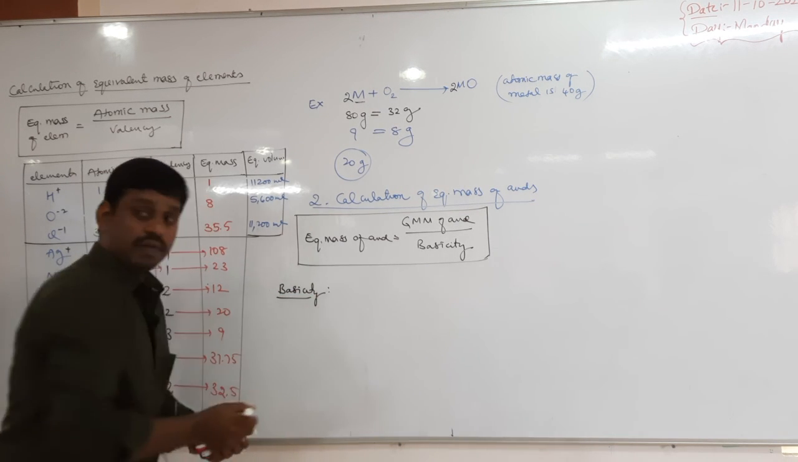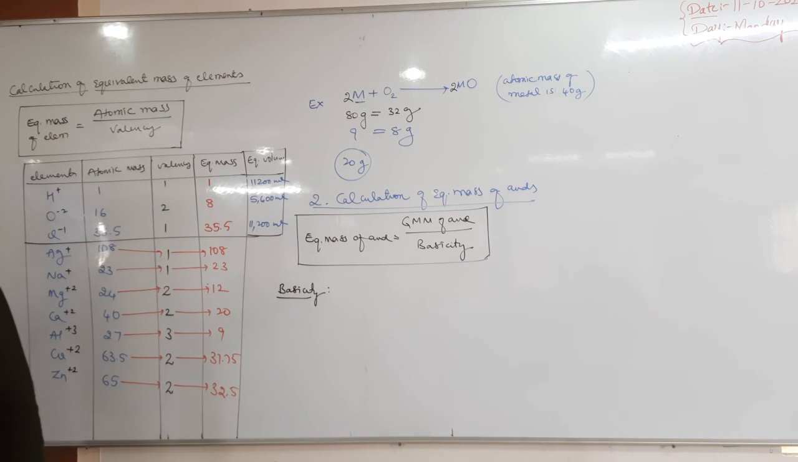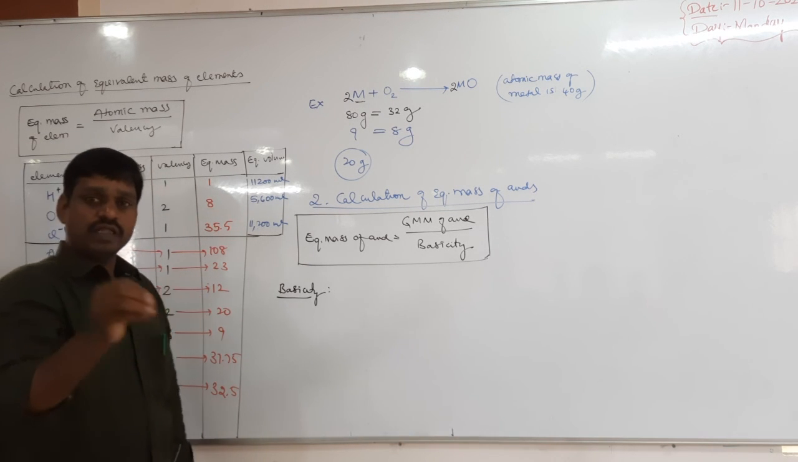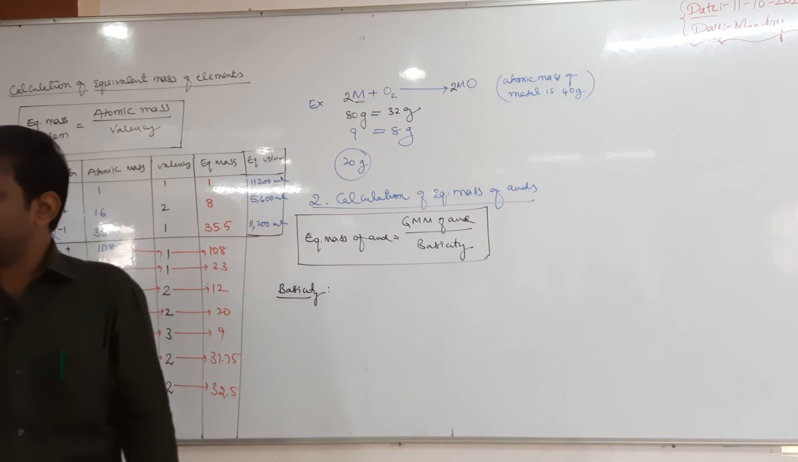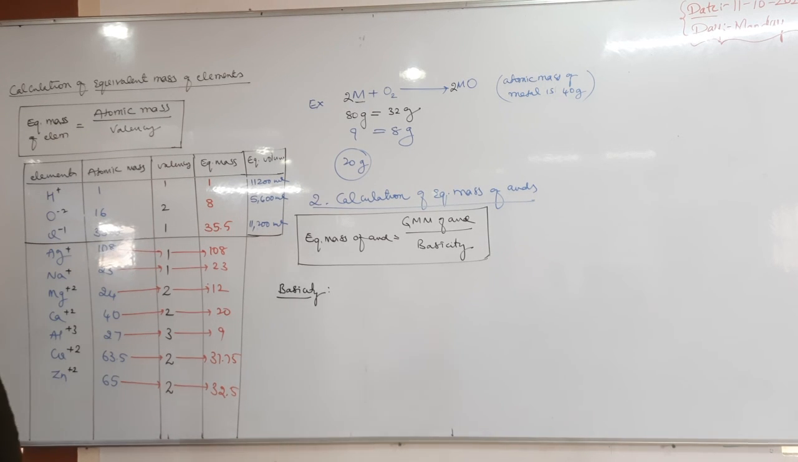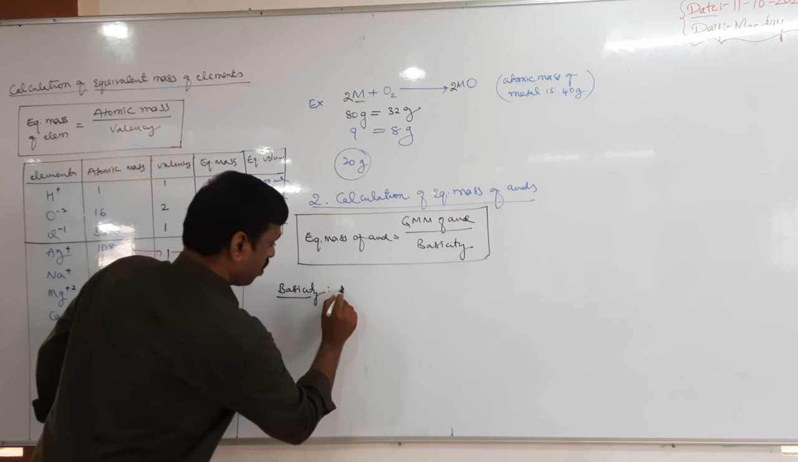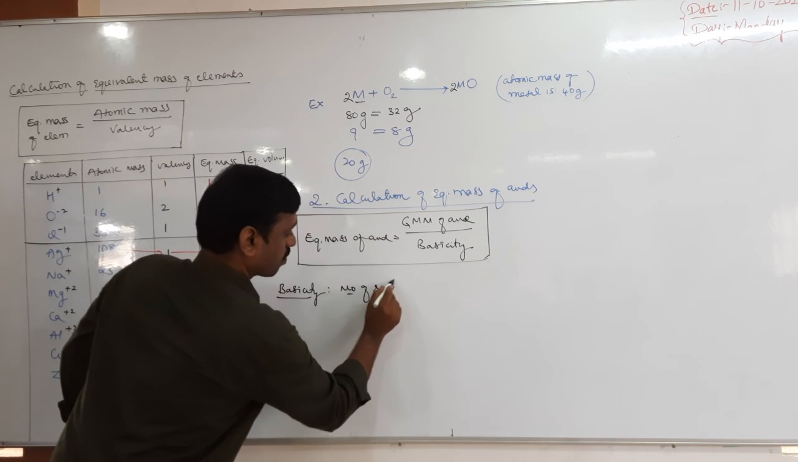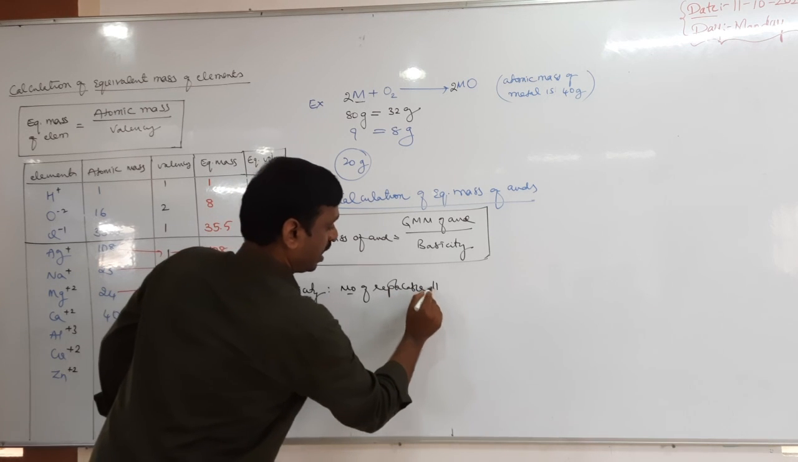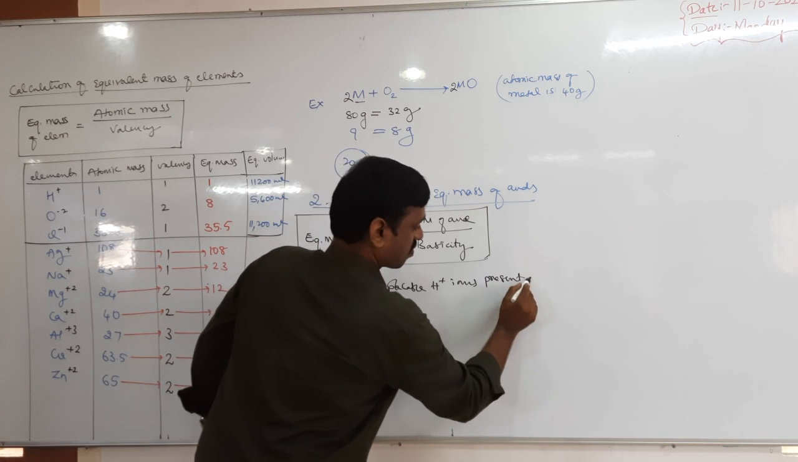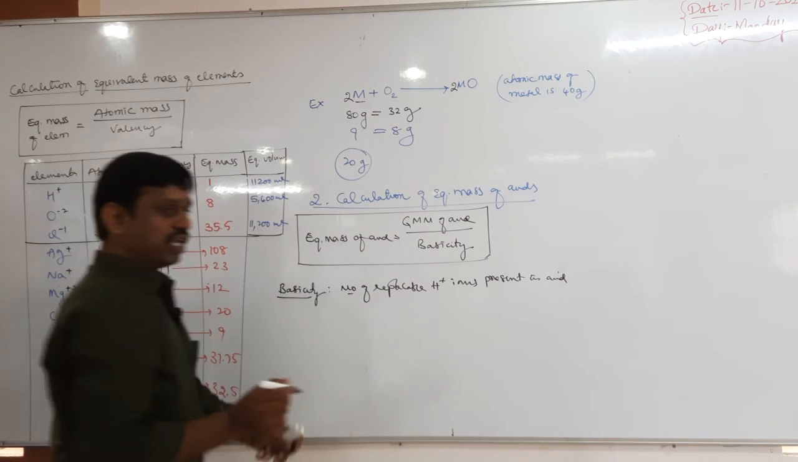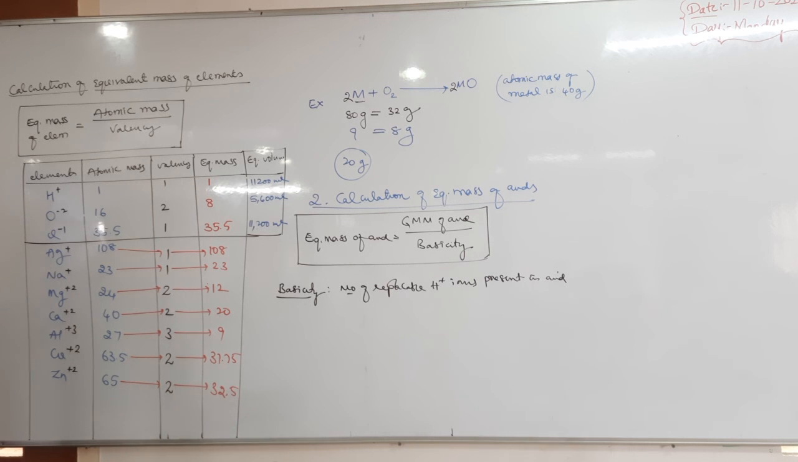Basicity is the number of replaceable H plus ions. Acid has H plus ions, right? The number of replaceable H plus ions present in the acid is called basicity. Therefore, remember, acid has basicity, base has acidity. So basicity is the number of replaceable H plus ions present in acid.